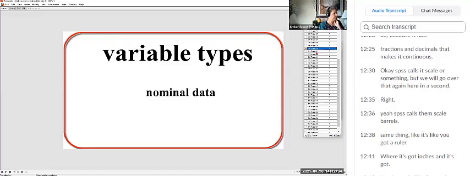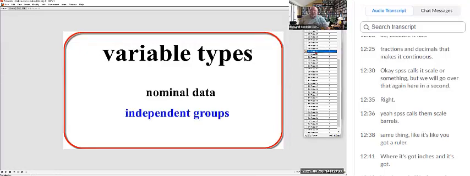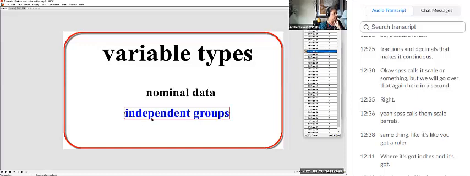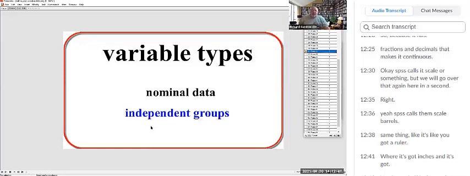And again, remember, nominal puts people in groups. So it's very important. If you have a grouping variable, you automatically open up opportunities for statistical analyses that look for differences between the groups. In other words, do men make more money annually than women?